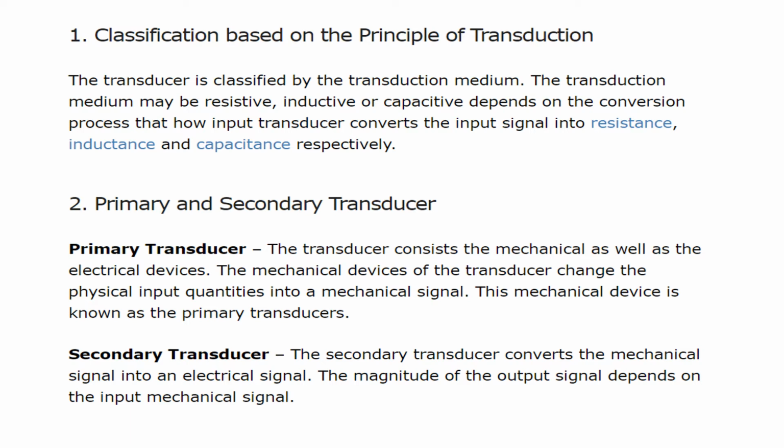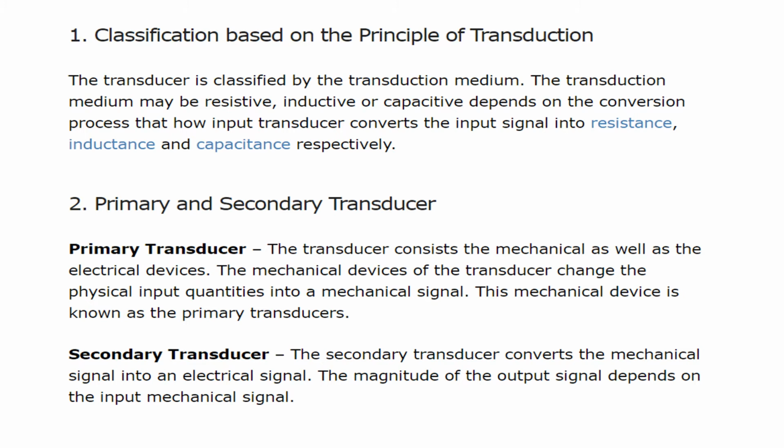First, classification based on the principle of transduction. The transducer is classified by the transduction medium. The transduction medium may be resistive, inductive or capacitive, depends on the conversion process. That is how the input transducer converts the input signal into resistance, inductance and capacitance respectively.